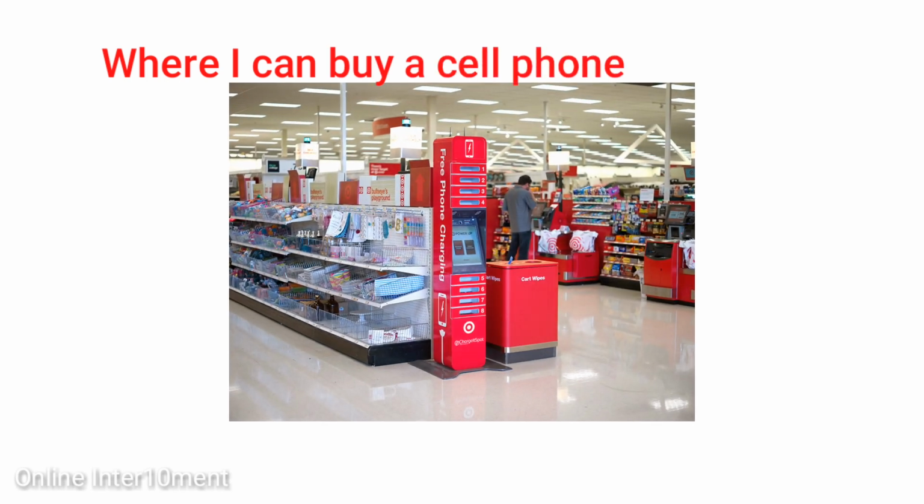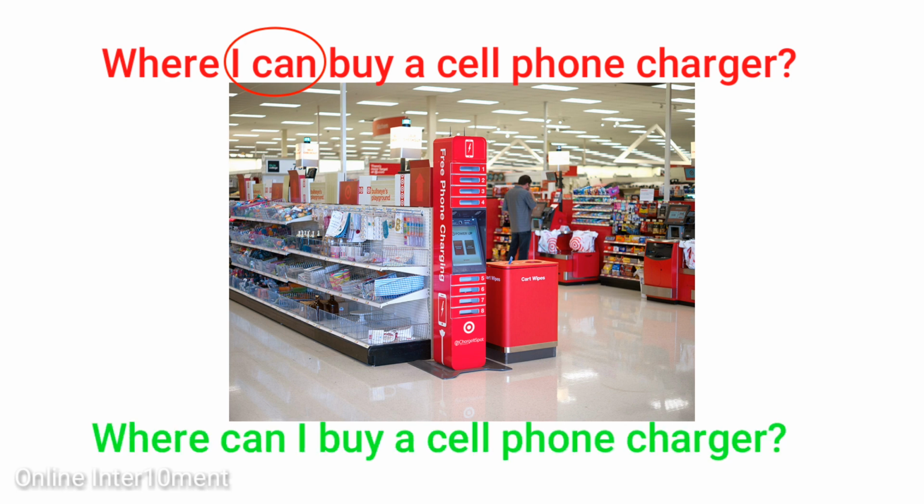Where I can buy a cell phone charger? It is an interrogative sentence. And such sentences are often mistaken by the students also. The correct structure for such kind of interrogative sentence will be WH word plus auxiliary verb plus the subject. So, we should write the sentence like, where can I buy a cell phone charger?